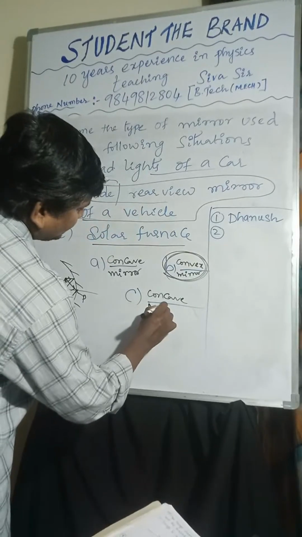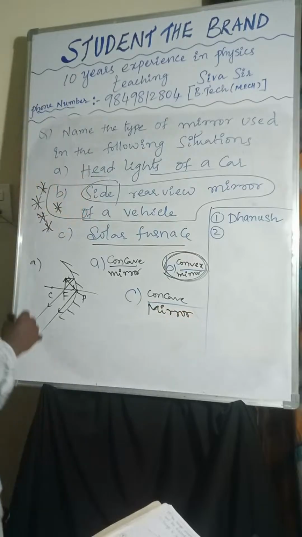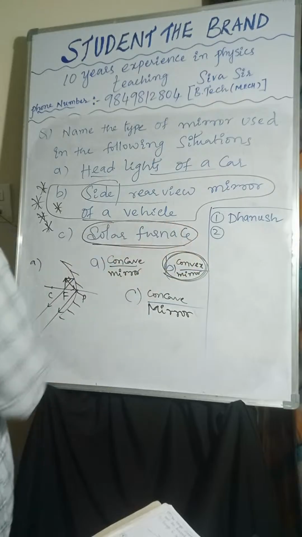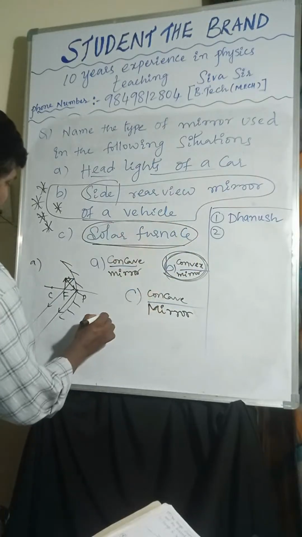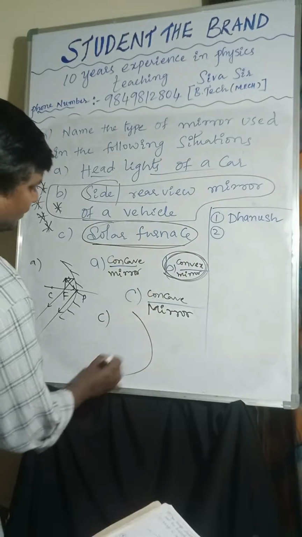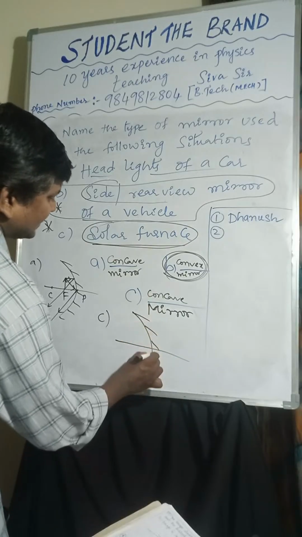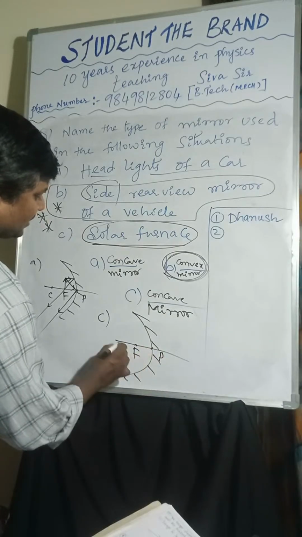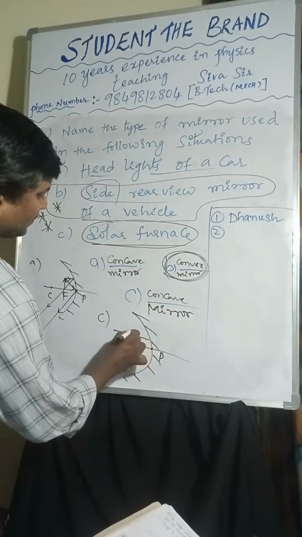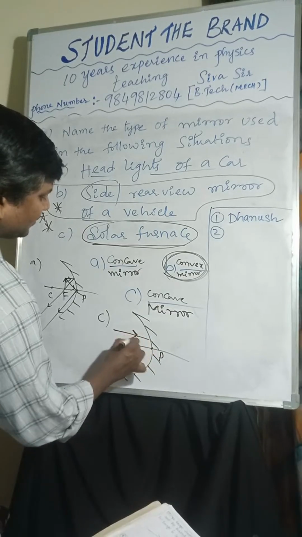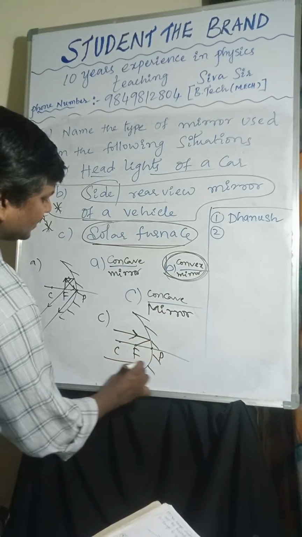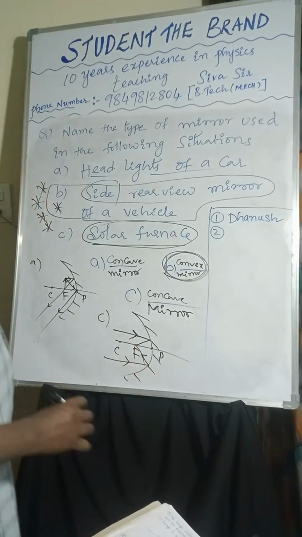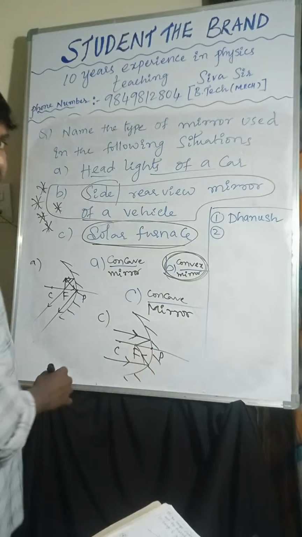Concave mirror, right? Next, the solar furnace also. See the option C diagram. In the solar furnace, light rays are coming from infinity. Solar cookers also cook food this way. After reflection, those light rays meet at one point, at the focus.